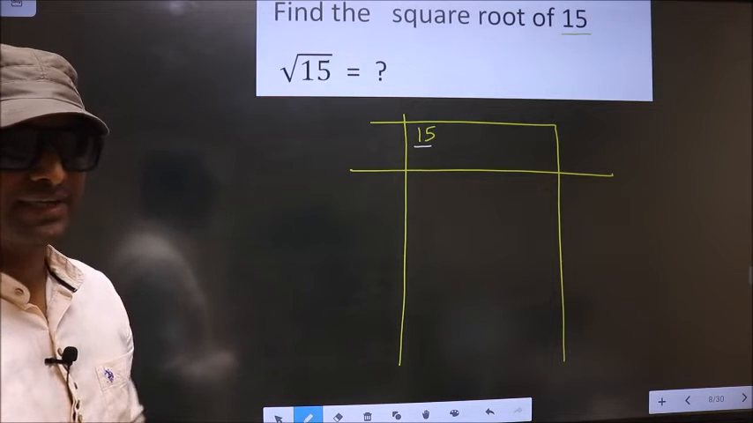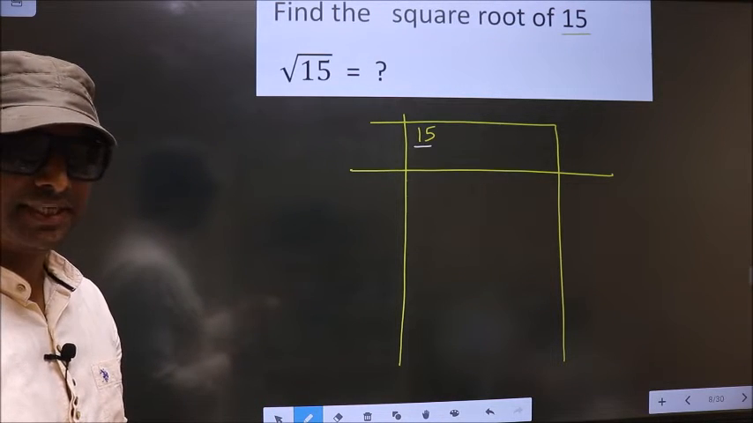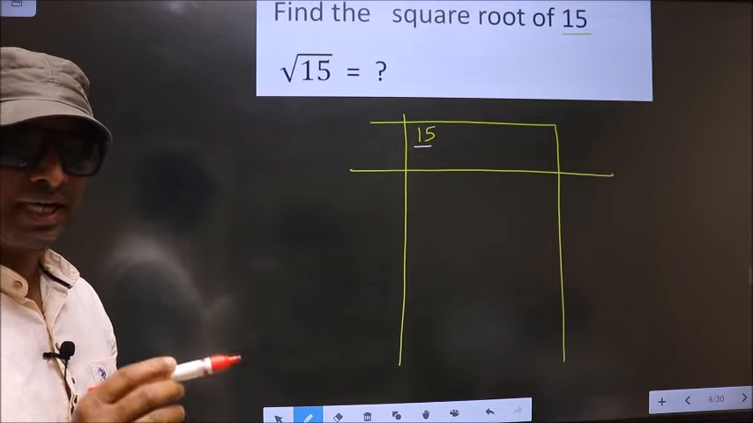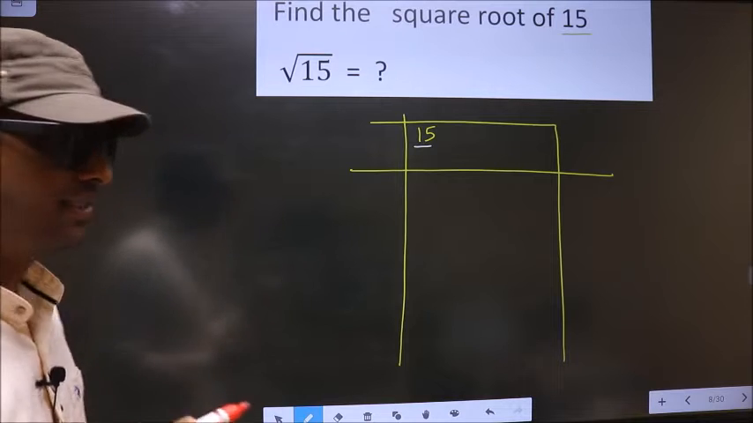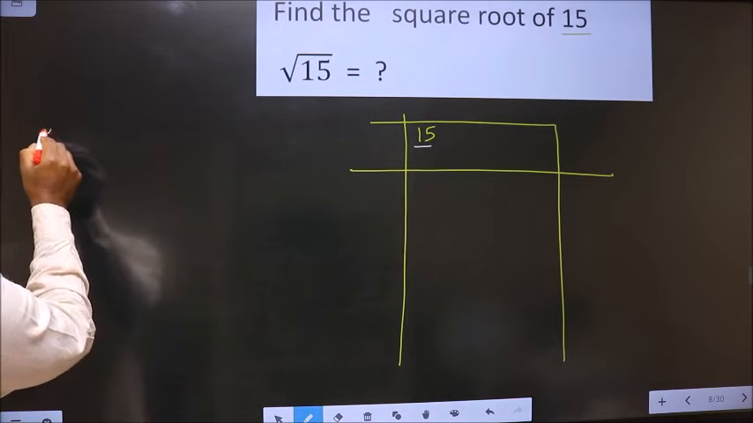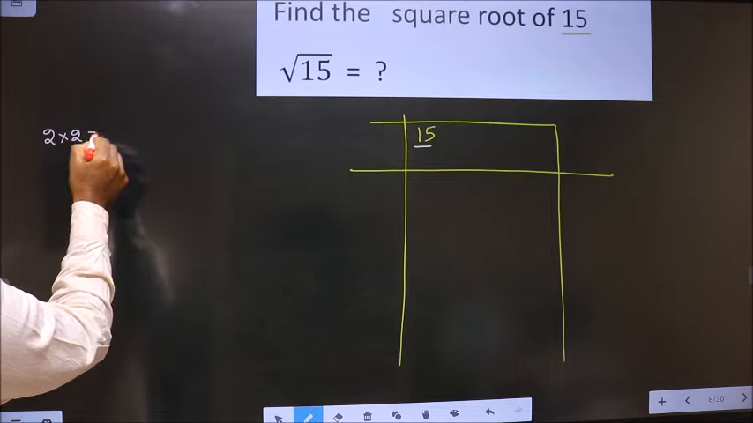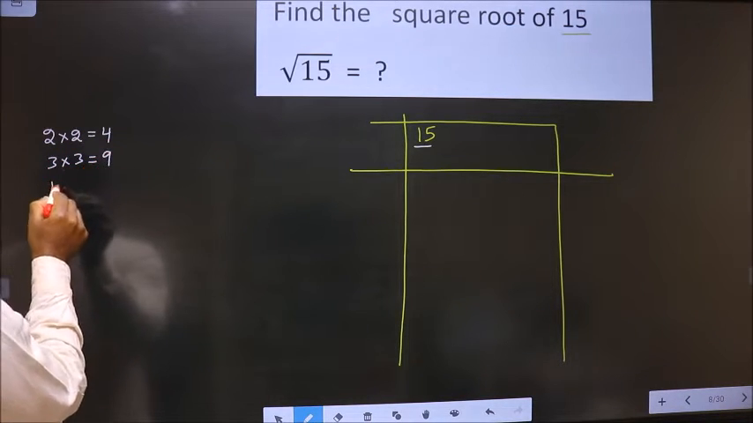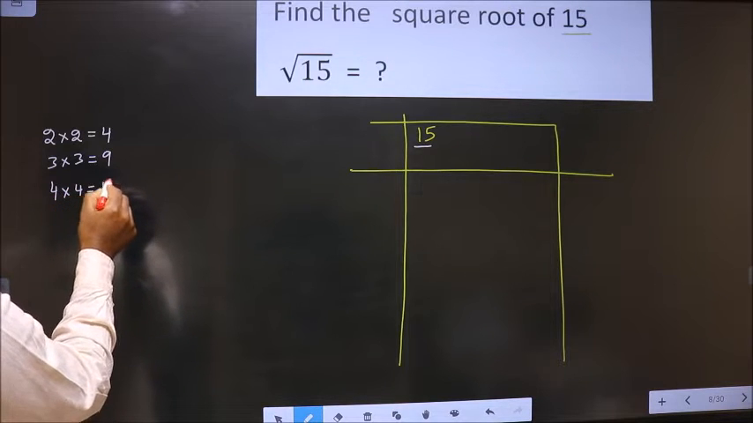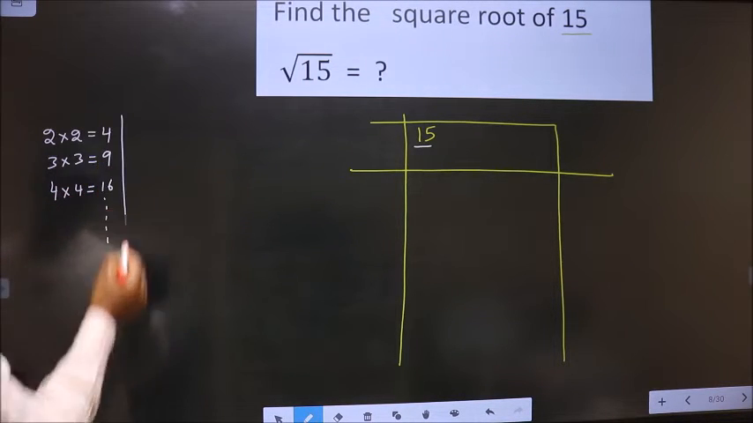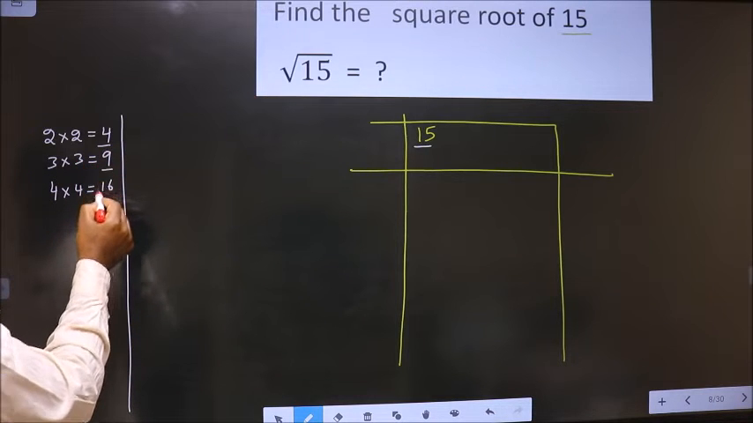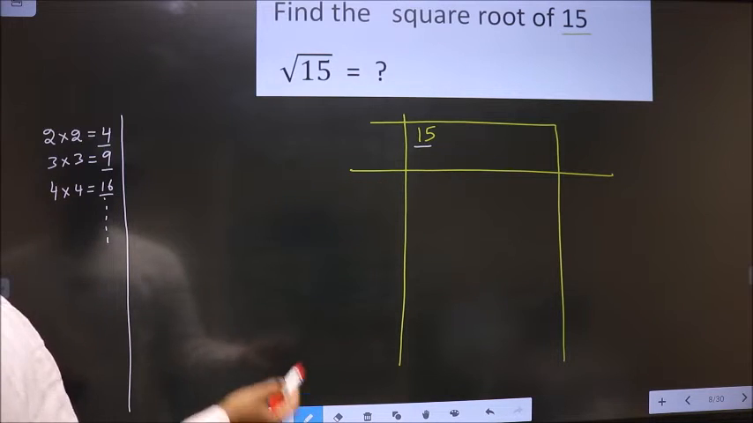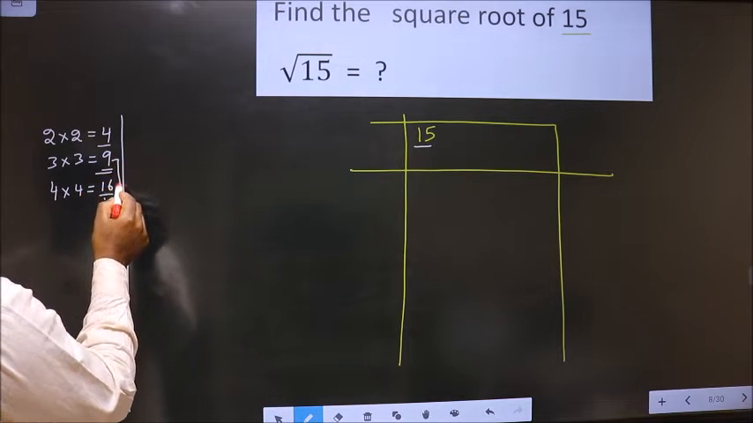15 is not a perfect square. So now we should check which two perfect square numbers 15 lies between. The perfect square numbers are these: 2 into 2, 4, 3 into 3, 9, 4 into 4, 16, and so on. These numbers are called perfect squares. Here we have 15, and 15 lies between these two numbers.